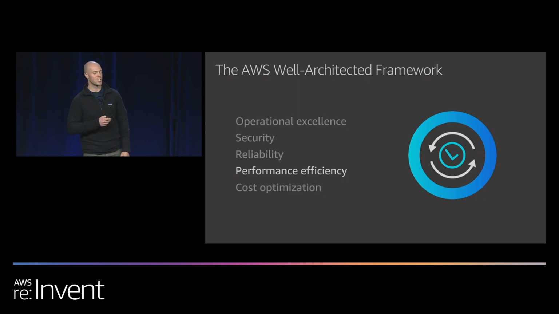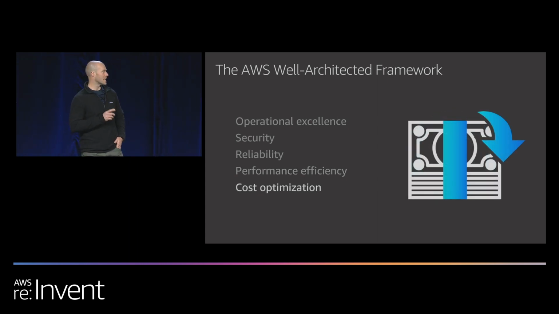Then you have performance efficiency. This is the ability to use these resources efficiently to meet your system requirements and to maintain that efficiency as demand changes and technologies evolve. And last but not least is cost optimization. This is the ability to run systems to deliver business value at the lowest price point.